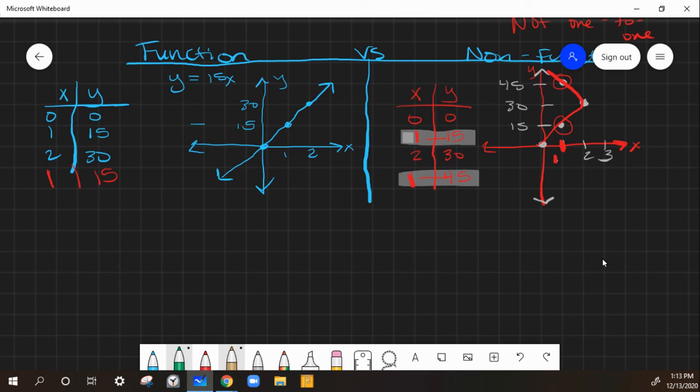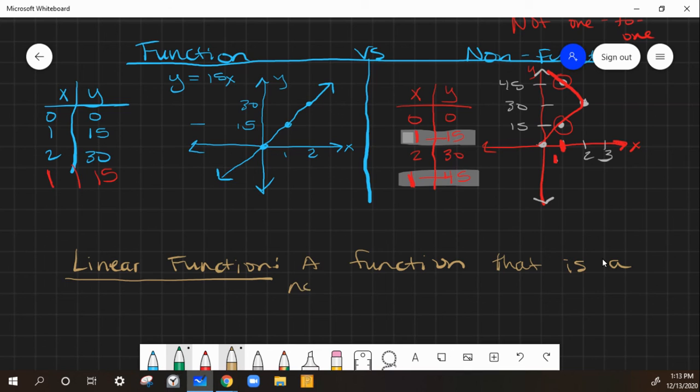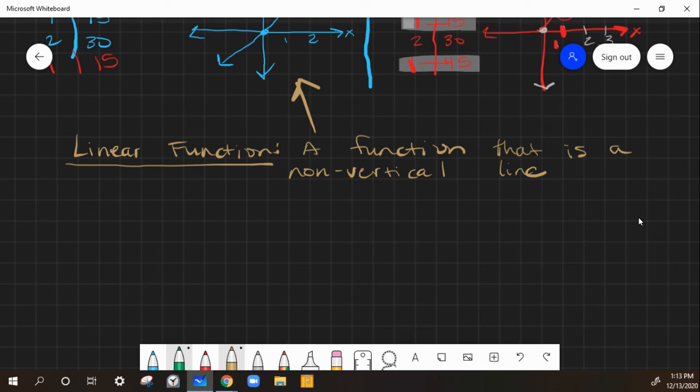Really the meat of your homework is being able to graph and identify a linear function, which let's define. It is a function that is a non-vertical line. Okay, so right there, that would be a linear function because it is a line. It's just not vertical, like straight up and down, if you didn't know what vertical meant.